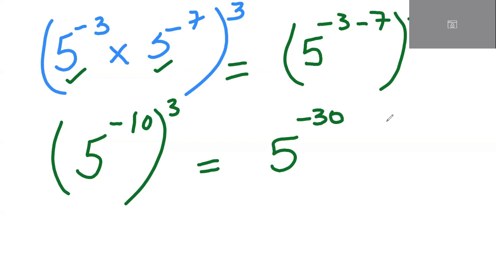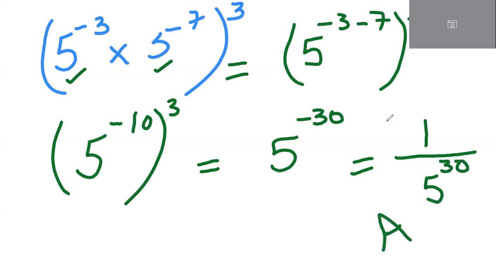And if you want to leave the answer in positive powers, you can leave it like this: 1 divided by 5 raised to the power 30. This is your final answer. If you are confused and not understanding, please give me your doubts. Just post your doubts and I will reply.